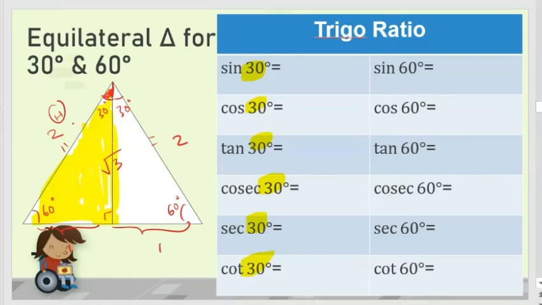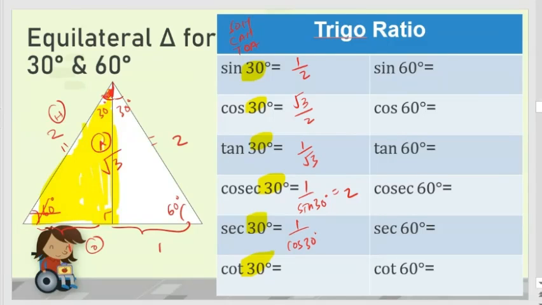So we get 2 as the hypotenuse, and the other sides are 1 and square root 3. Now we want to find 30 degrees, so opposite is 1. Using SOH CAH TOA, sine is opposite over hypotenuse, 1 over 2. Cos is adjacent over hypotenuse, square root 3 over 2. Tangent is opposite over adjacent, 1 over square root 3. Cosec, 1 over sine, is 2. Secant, 1 over cos, is 2 over square root 3. Cotangent, 1 over tangent, is square root 3.